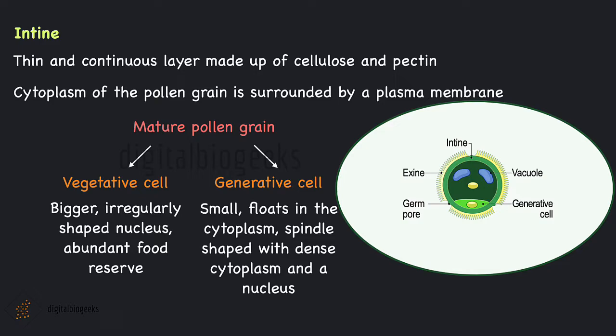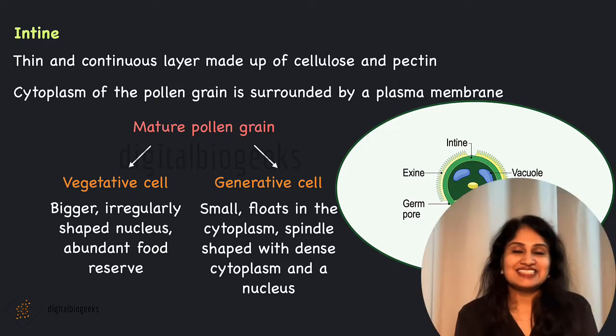In around 60% of angiosperms, the pollen grains shed at this 2-celled stage, that is the vegetative cell and the generative cell. But in others, the generative cell undergoes mitosis and produces 2 male gametes. Now the pollen is in 3-cell stage, 1 vegetative cell and 2 generative cells. Now the pollen sheds. Once the pollen grains are shed, they have to land on stigma before they lose viability. Then only fertilization will happen.